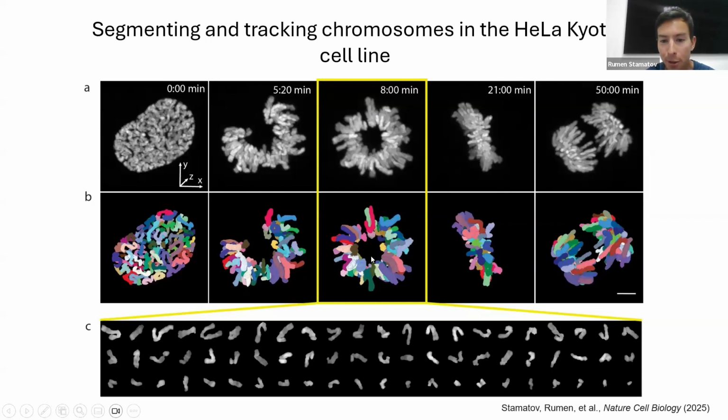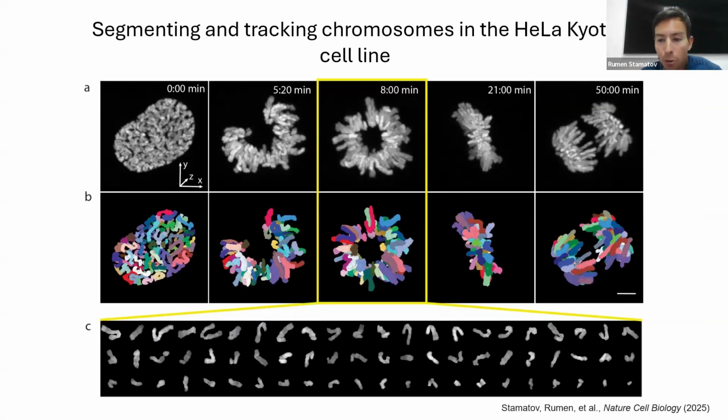And for each of these time points, we can extract an image like a karyotype, where we can see each chromosome, its shape, and a bunch of other physical characteristics that I'm going to show you in a minute.